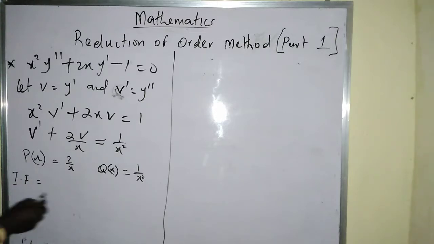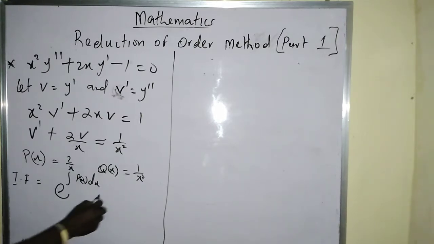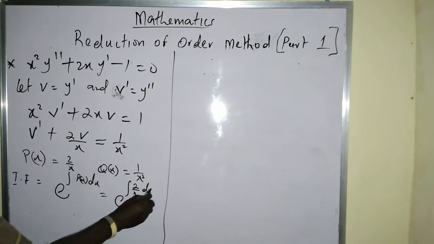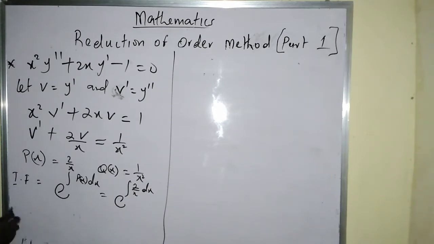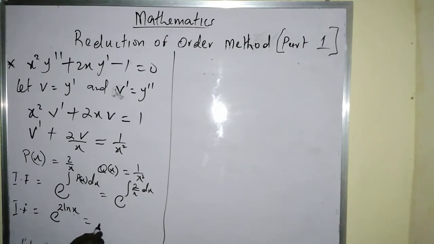It always equals the exponential function of the integral of p of x dx, which is the exponential function of the integral of 2 all over x dx. If I do this, my integrating factor will be e raised to power 2 ln x, which is equal to e raised to power ln x squared, which is equal to x squared. Now, this is my integrating factor.